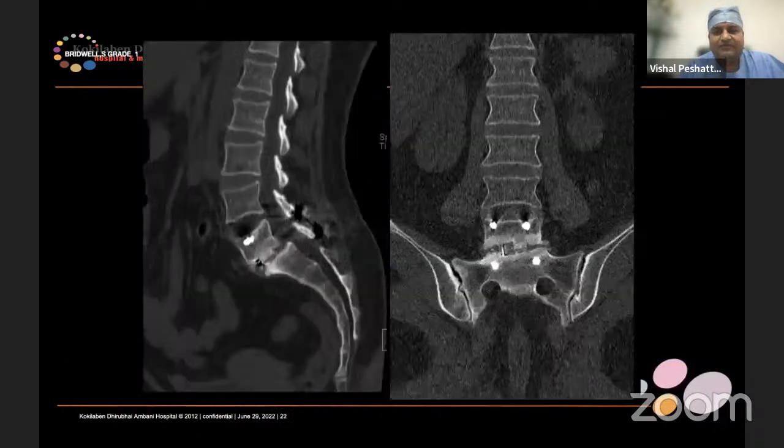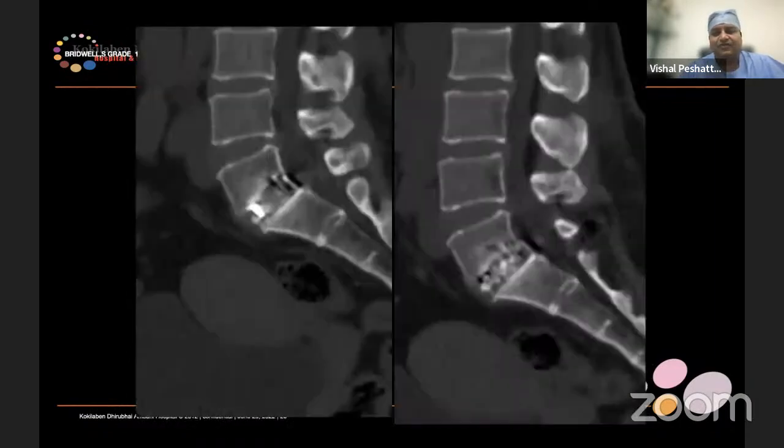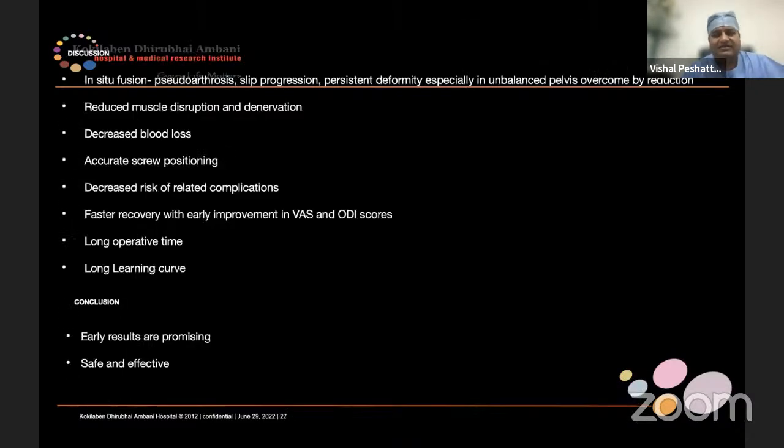This is some of the papers we have published. That's the end point, a classic Bridwell grade 1 union that you see. And these are some of the cases that we have done. All of them have so far gone to union. The first case was done by me and Devesh in our series in 2011. It's been more than 11 years now. I've crossed close to 100 in Ambani Hospital. We have a prospective follow-up of nearly 70 to 80 cases that we have done.